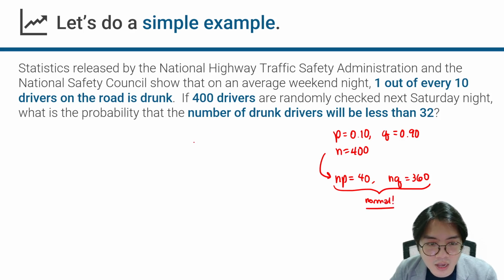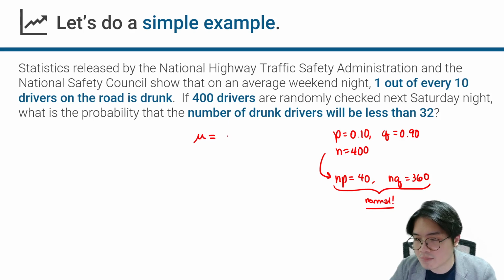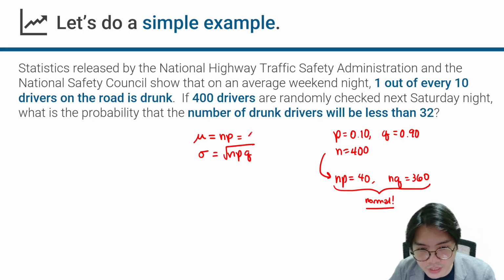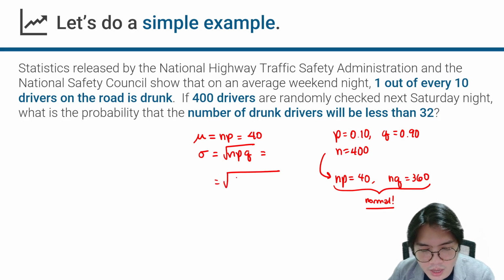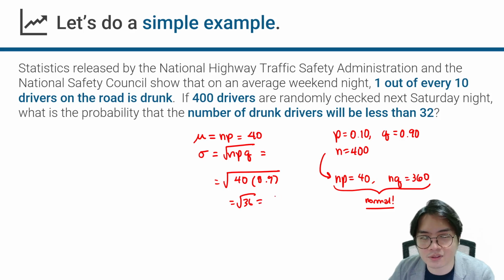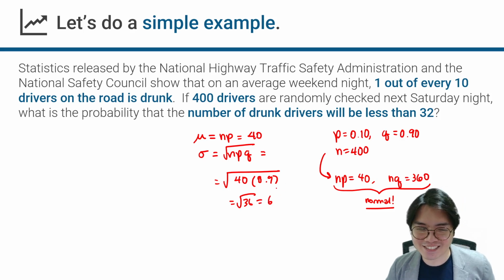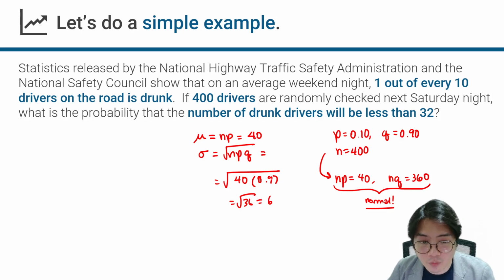And what is the mean and standard deviation of my normal distribution? Of course, the mean will be NP, and your sigma will be the square root of NPQ. In this case, NP is really just 40. And your sigma is going to be the square root of NPQ: NP is 40, and then Q is 0.9. This is 36. Oh, this is 6. Very nice. So that means now your mean is 40, and your standard deviation is 6.